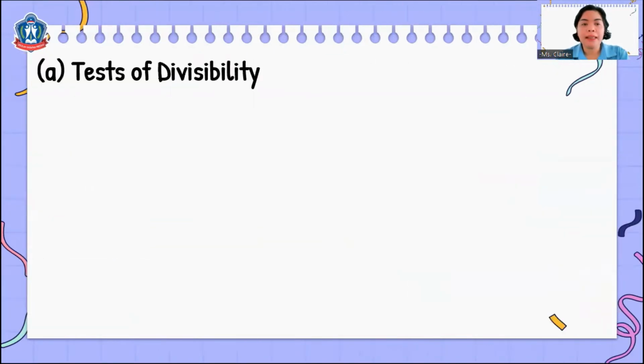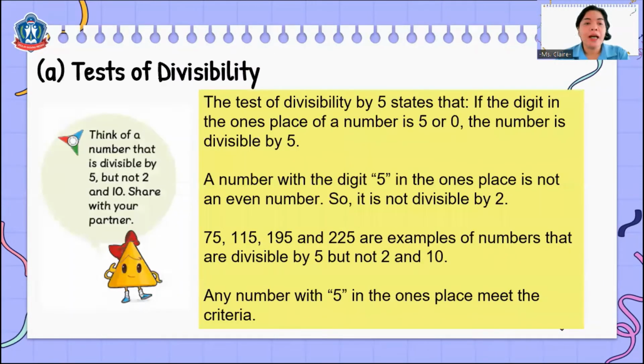Next, test of divisibility. Think of a number that is divisible by 5 but not 2 and 10. You can share that during our class. The test of divisibility by 5 states that if the digit in the ones place of a number is 5 or 0, they are divisible by 5. A number with the digit 5 in the ones place is not an even number. Remember, for even numbers, the digit in the ones place is 0, 2, 4, 6, or 8. So, if a number is not an even number, it cannot be divided by 2. Therefore, it is not divisible by 2.